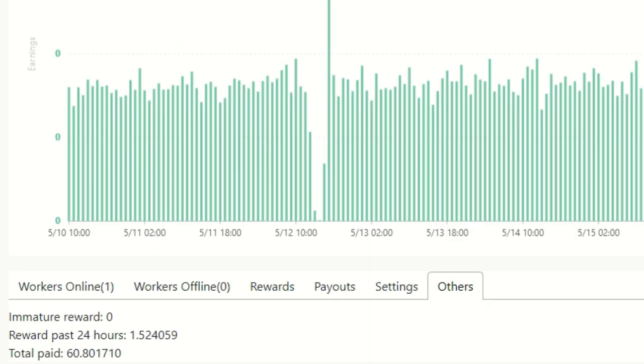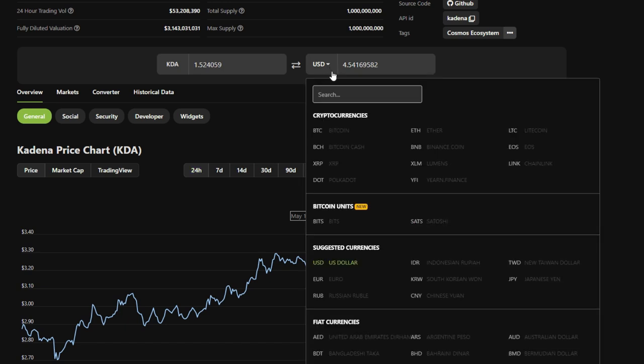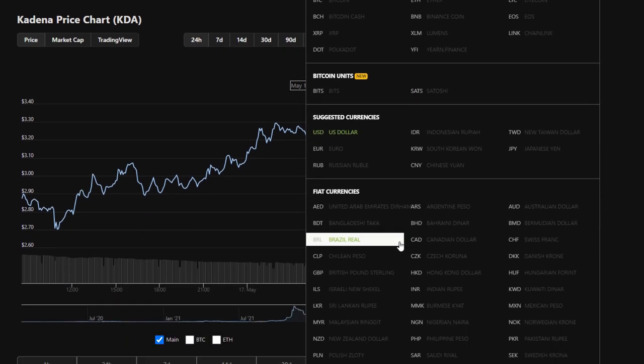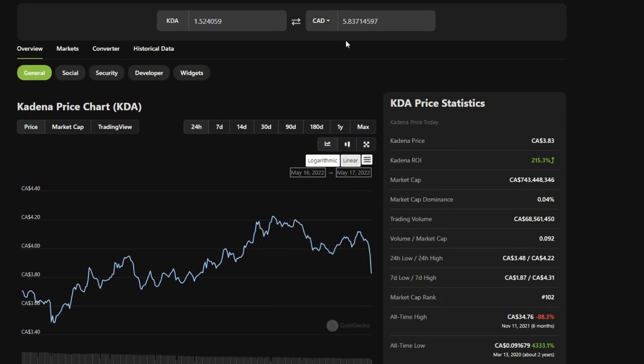So 1.524 is what we've been mining the past 24 hours. We're going to jump into CoinGecko just to take a look at what that is. And that 1.524 equals $4.54. Now, for the Canadian friends out there, our money isn't worth as much, but crypto is worth more. We're going to take a look at this, and we're making $5.83. Again, it's about 55 cents. You do have to take off this, depending where you live, at 10 cents per kilowatt hour per day based on 230 watts. Looks like we're having a little crush right now.